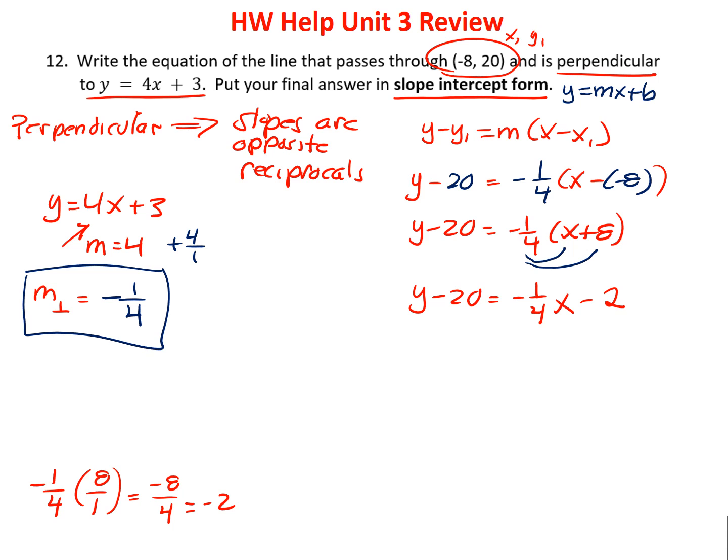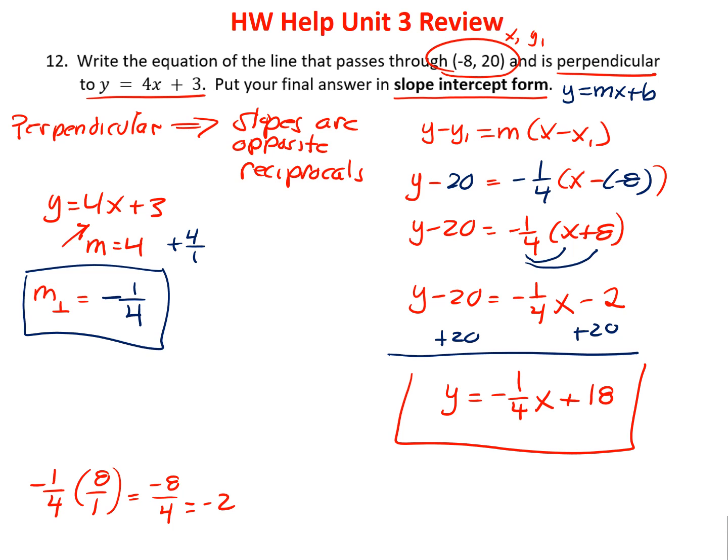Now we're almost there. We need to undo the subtract 20 on this side by adding 20. And our equation ends up being y equals negative 1/4 x plus 18. And that's the answer. This is the perpendicular line through this equation that goes to the point negative 8, 20.